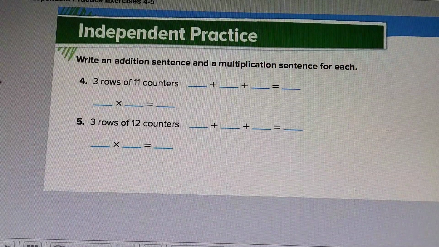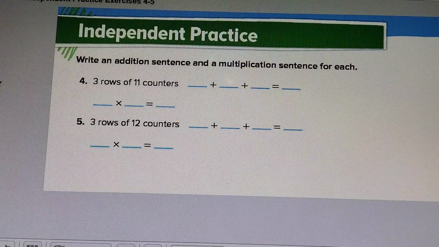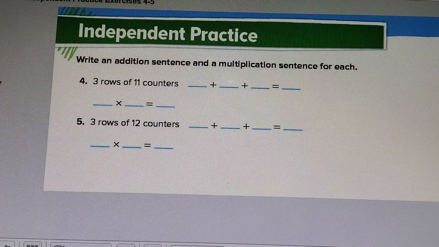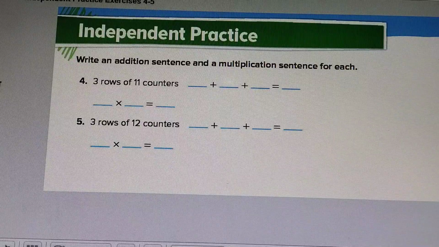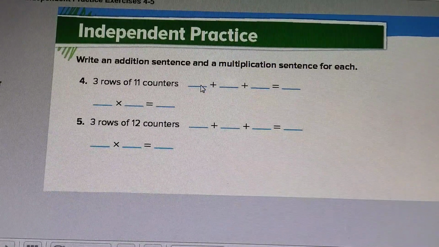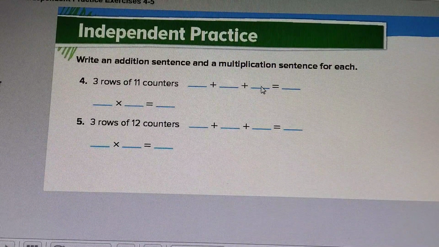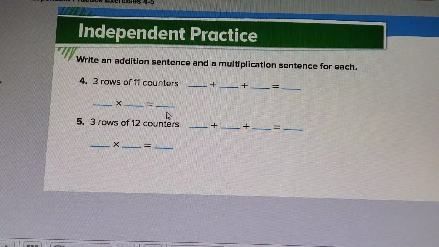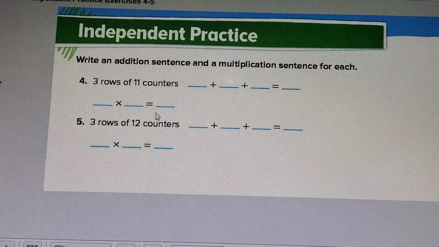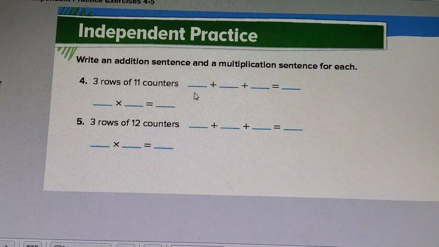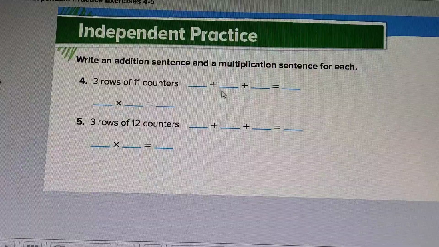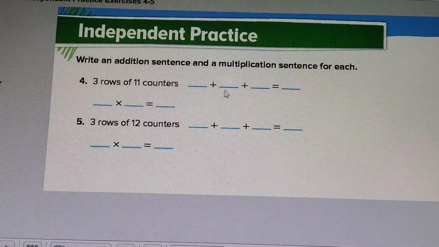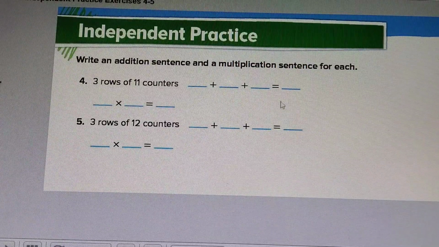Independent practice, numbers 4 and 5. Write an addition sentence and a multiplication sentence for each. 3 rows of 11 counters. 11 plus 11 plus 11 equals unknown. 3 times 11 equals this digit twice, 33. If we count this, we'll count the 10s, 10, 20, 30, 31, 32, 33.